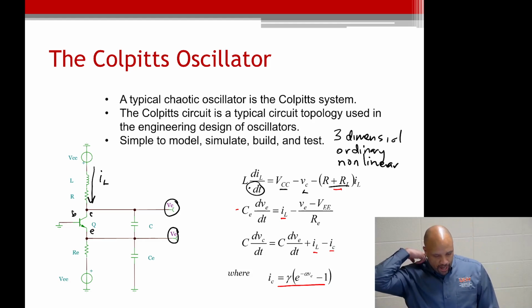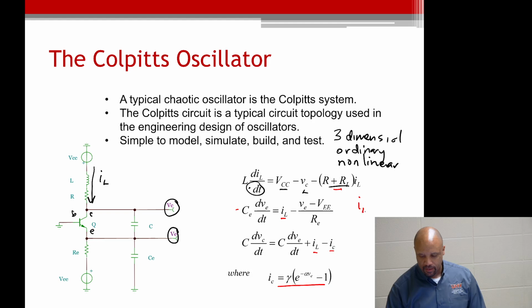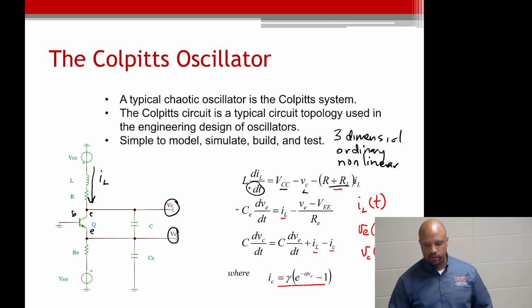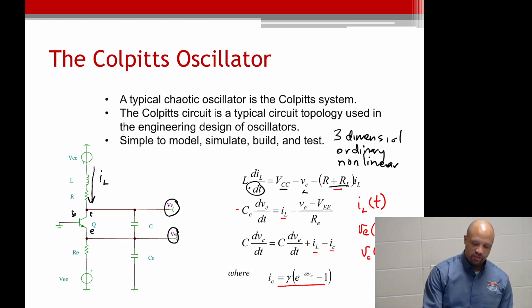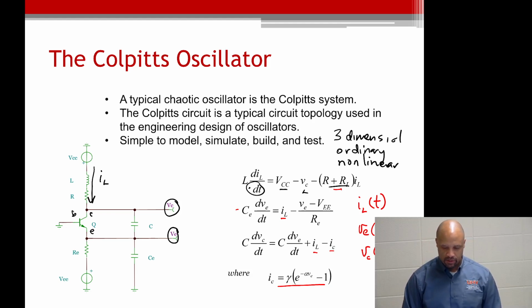So in order to analyze it, you have to solve these equations so that you can get I sub L with respect to t, VE with respect to t, and VC with respect to t. Okay? That's what you're trying to do. And this circuit over here helps you figure out what actually is going on.